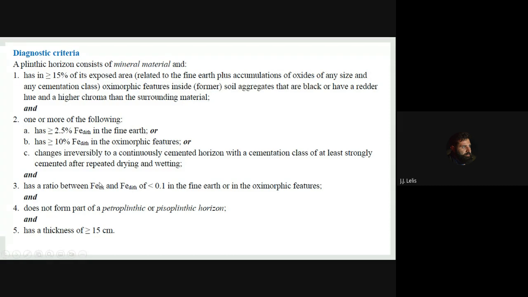And the plinthic horizon does not form part of a petroplinthic or a pisoplinthic horizon. We'll talk about these horizons in the next slides, okay? So don't worry. And the plinthic horizon has a thickness of at least 15 centimeters. So the plinthic horizon is a horizon that possesses a high content of iron.